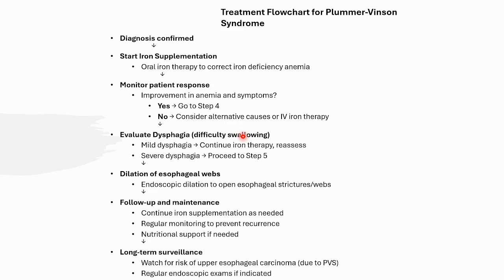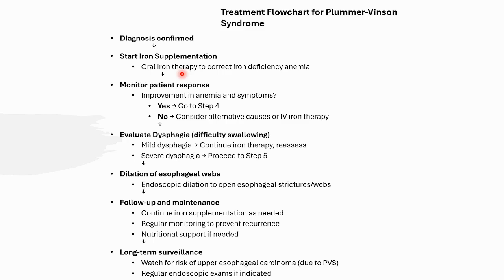So now coming to the treatment for iron deficiency anemia and especially Plummer-Vinson syndrome, this flowchart can be very useful. Once iron deficiency anemia is confirmed, we start with oral iron supplementation and also monitor the patient's response. If the symptoms improve, we continue the therapy. If not, we consider other causes or switch to IV iron.